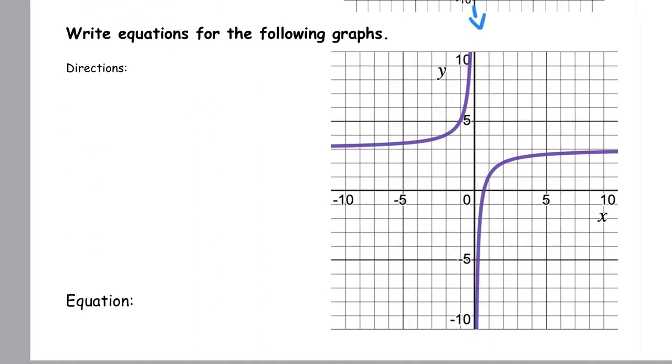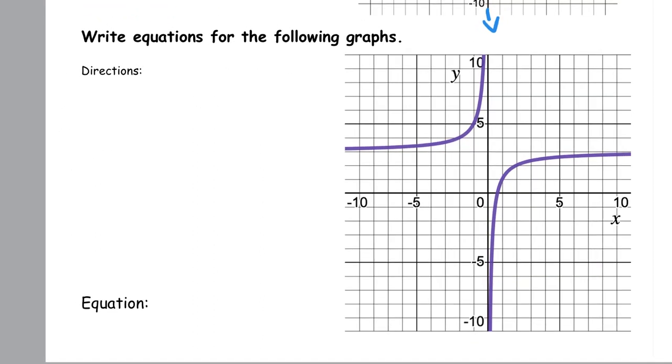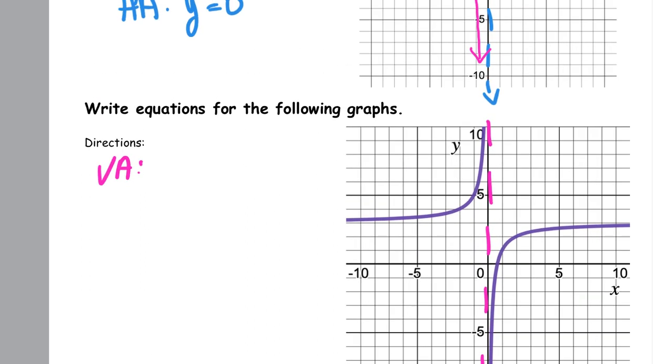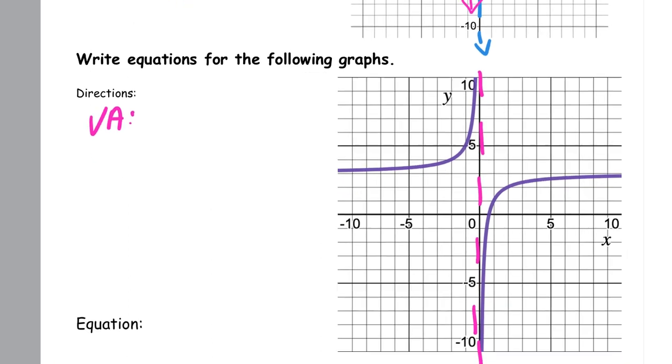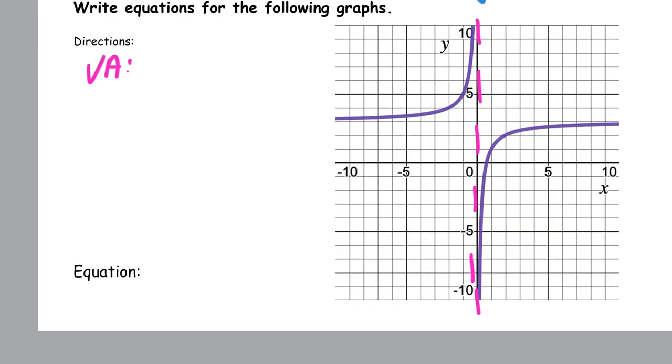Okay, so now looking at the next one, let's start in the exact same place. Do we have a vertical asymptote? Can you put it on your graph? This particular graph, you need to know what type it is. Is this one the x or the x squared?